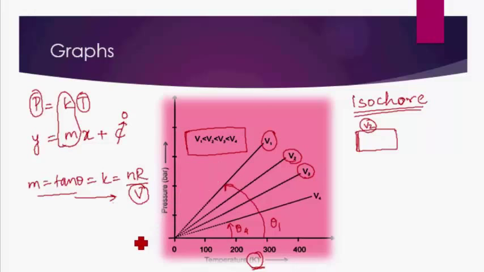Even the graphical representation is quite similar to Charles' law, except where we had volume, now we have pressure, and where we had pressure, now we have volume. So let's take a quick look at a numerical example and get over with this law.